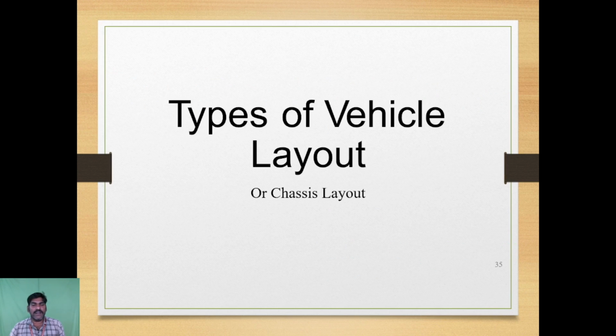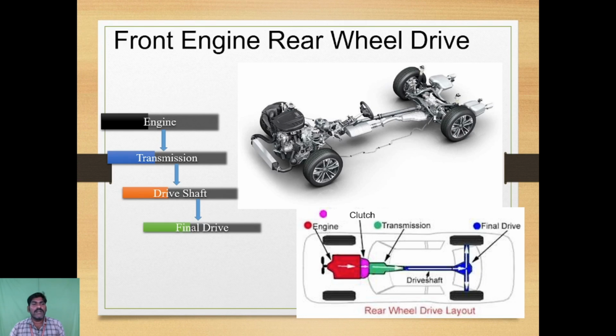Types of vehicle layout or chassis layout. Front engine, rear wheel drive. First one engine, second one transmission, third drive shaft, finally the final drive. First one engine, second one clutch, transmission, drive shaft, final drive.